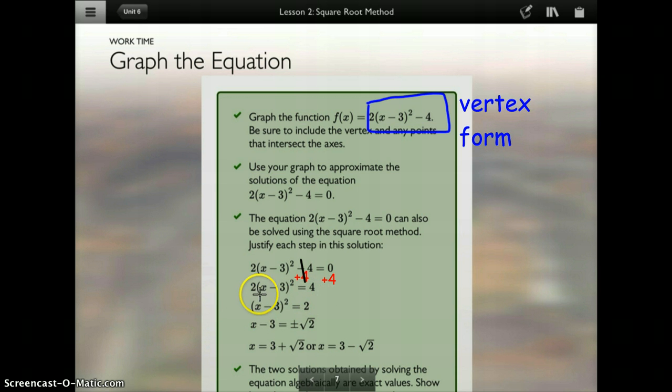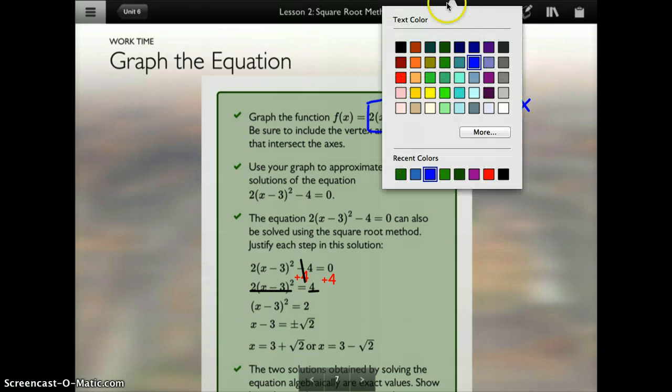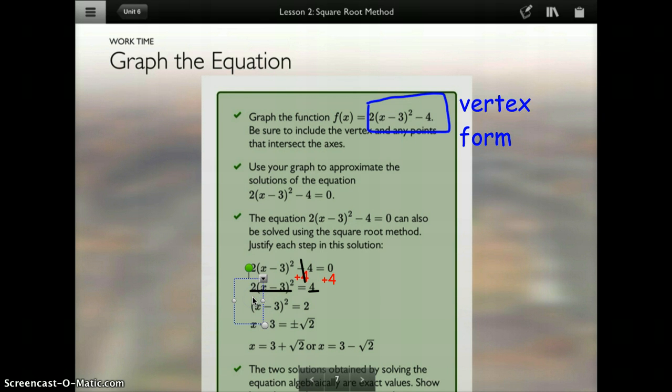Now what you notice is the 2 jumped from this side to that side. So what they actually did was they divided this side and this side. Whatever you do to one side, you have to do the other. They divided both of them by 2. 4 divided by 2 over here is 2. Now, this squared went away. So what they did is they square root both sides.